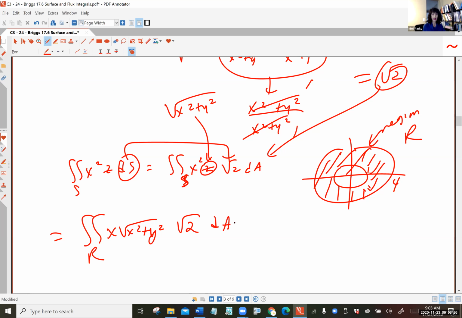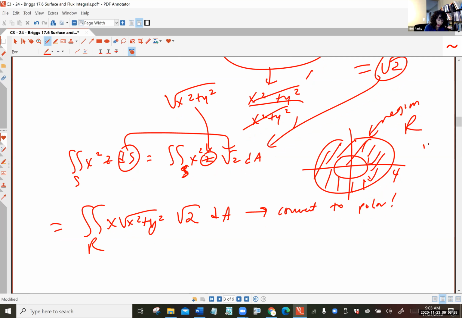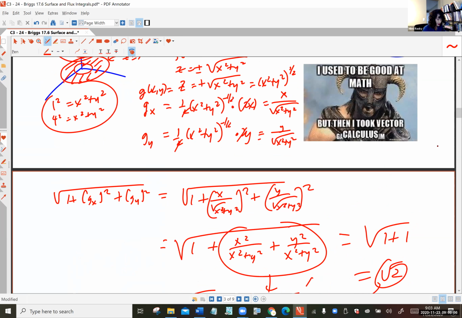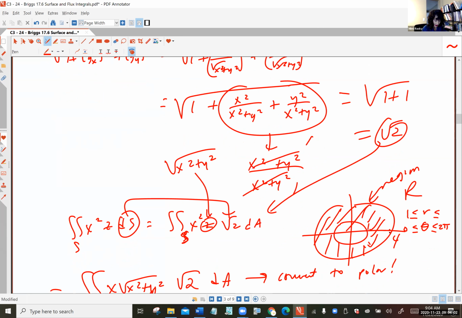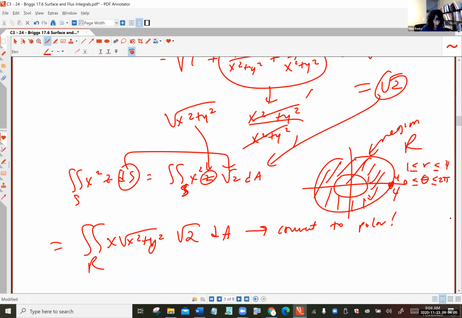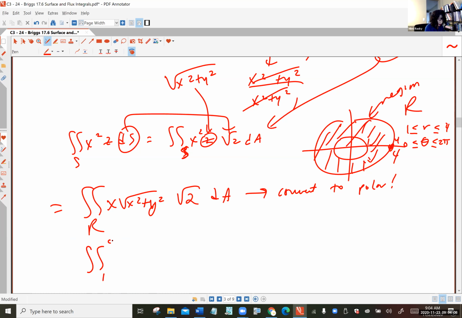So any ideas on how we're going to integrate this? It's polar. You're going to convert to polar. Very good. Otherwise, forget it. So what are the limits for r and the limits for theta on my region R? For theta, it would be 0 to 2 pi, and for r, it would be 1 to 2. Careful. 1 to 4, because we plugged in 4, and that was 4 squared. So 1 to 4, 0 to 2 pi.